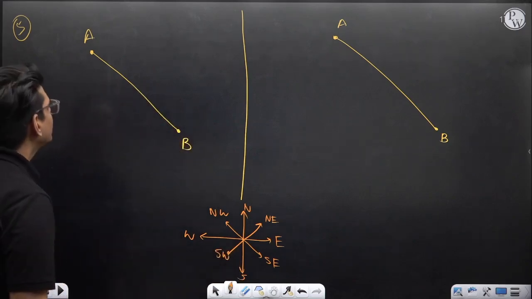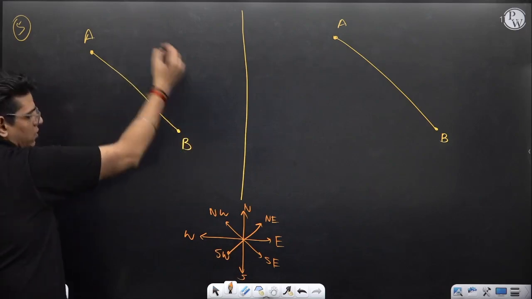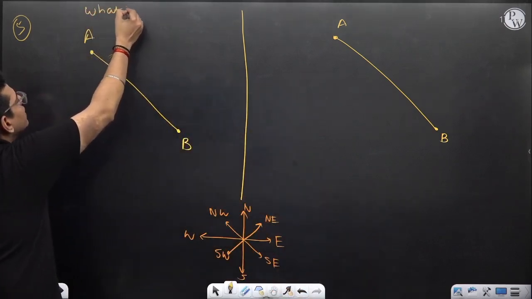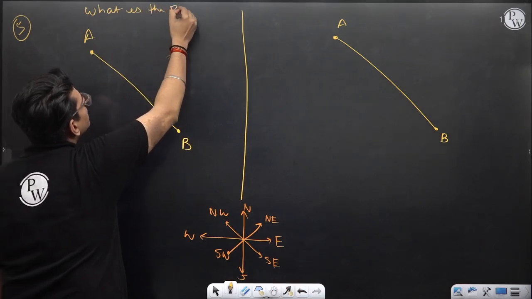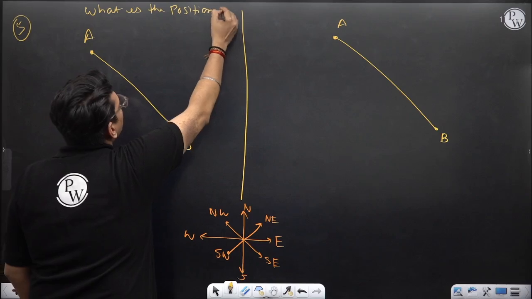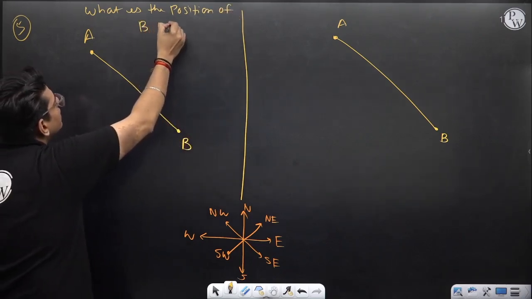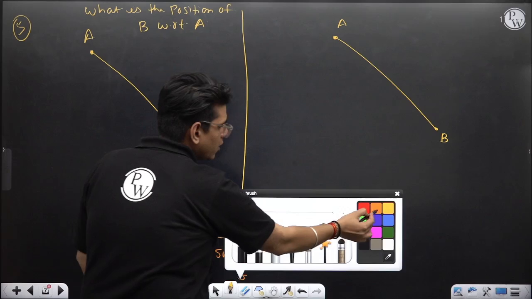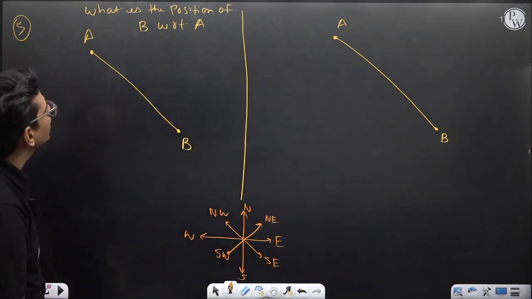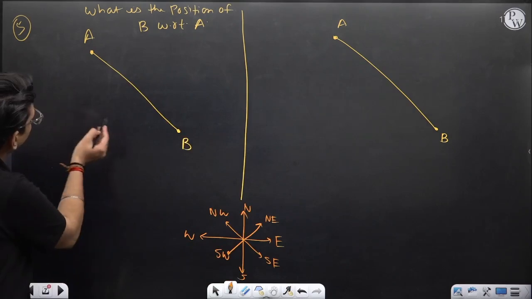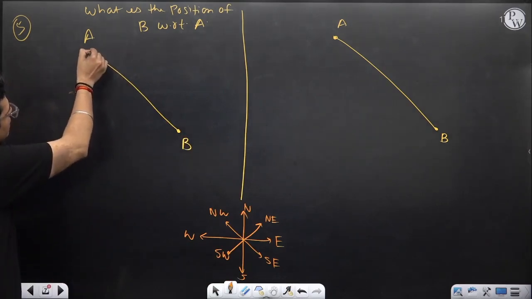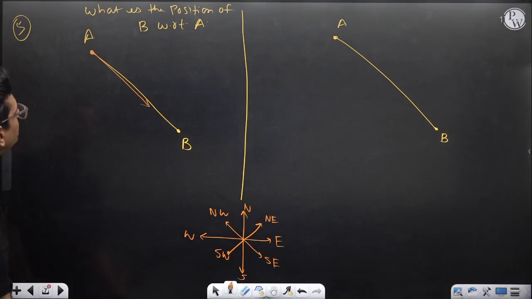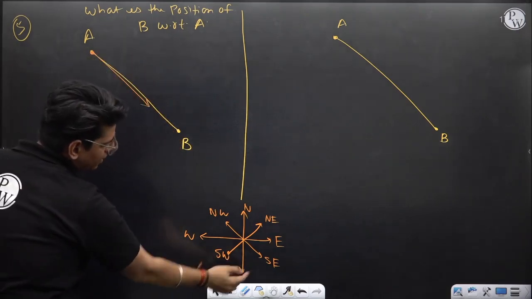Now, if someone asks what is the position of B with respect to A? In this case, what we have to do is, in the question it is given what is the position of B with respect to A. So we have to see like this. This is our reference point and we have to see in which direction B is from A. So B is in what direction from A? B is in the southeast.